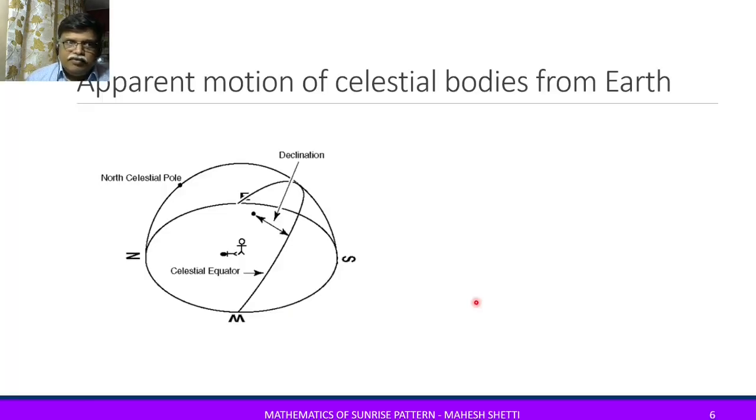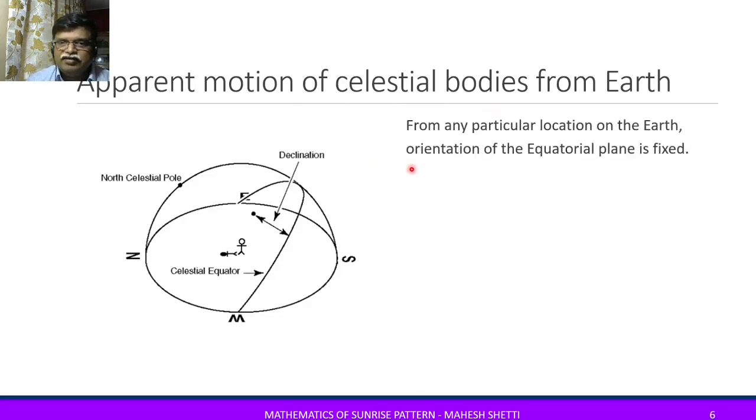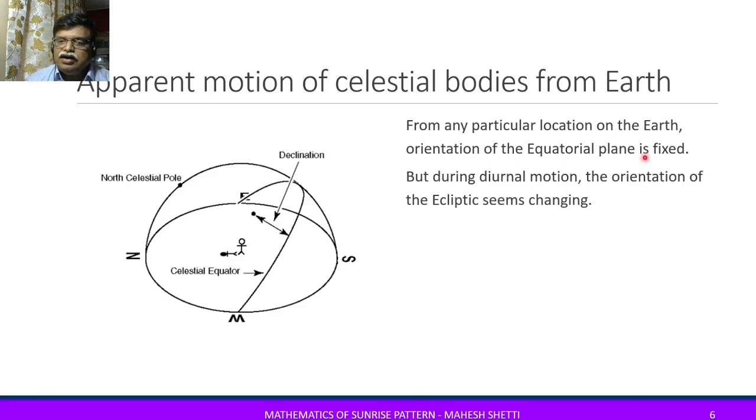Now, in order to measure these motions, we define different coordinates. So, apparent motion of the celestial bodies from the earth can be measured with different coordinates from any particular location on the earth. As you have seen in the earlier picture, the orientation of the equatorial plane remains fixed. Okay, and during diurnal motion, the orientation of the ecliptic seems to be changing.